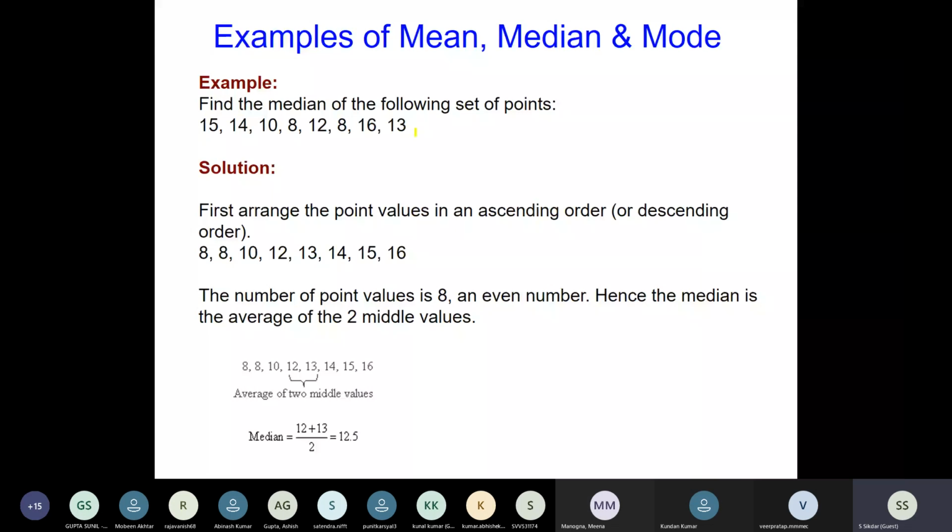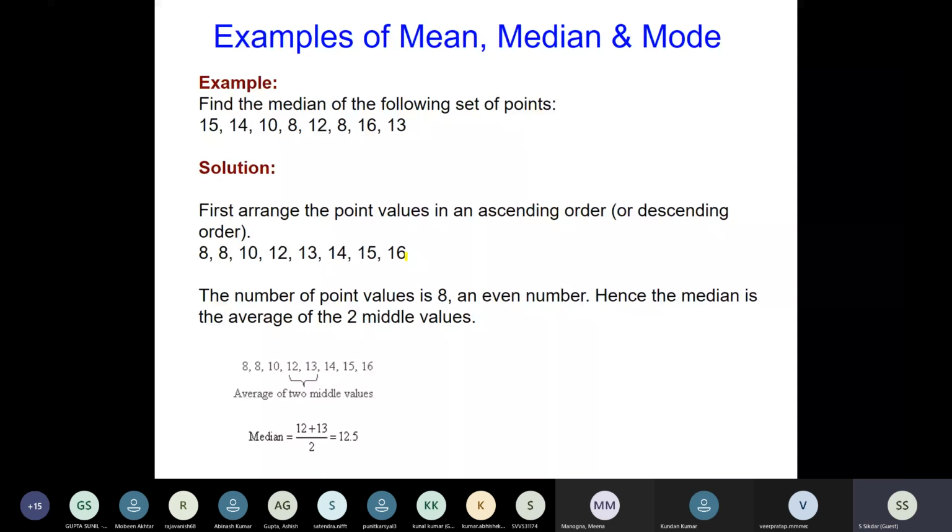Here is another example. If somebody asks you to find the median of the following set of points: 15, 14, 10, 8, 12, 8. Again it is in a haphazard way, so you have to arrange them in ascending order, or you can do it in descending order. That's up to you. In increasing order: 8, 8, 10, 12, 13, 14, 15, 16. Now, how many numbers? 1, 2, 3, 4, 5, 6, 7, 8. So this is an even number, 8.